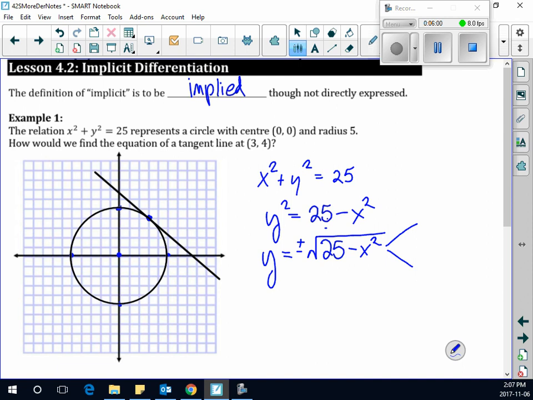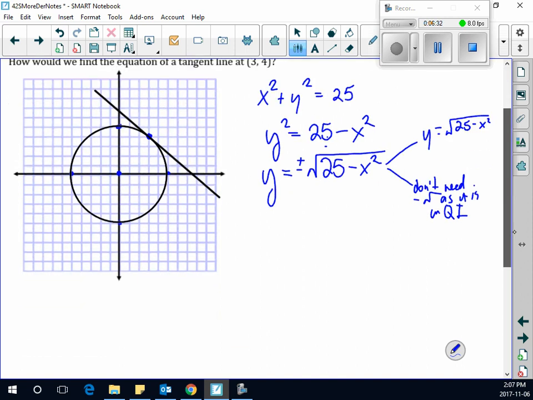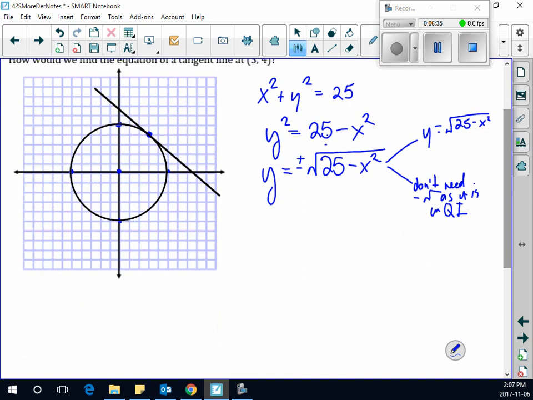Because the line is going through the first quadrant, do we really need the minus part of it? The minus part of it is this part right here. So we don't need the negative square root as it is in Q1. So we are going to find the derivative of y equals the square root of 25 minus x squared. And everybody knows how to do that because we know the chain rule. So I'm just going to write it again over here. The first thing I'm going to write is bracket 25 minus x squared to the power of half.